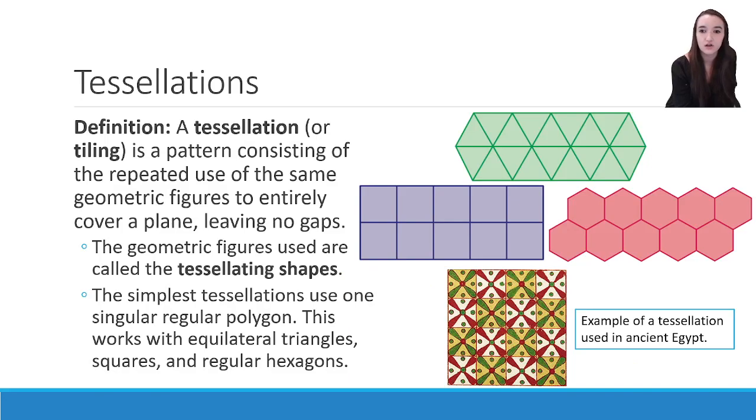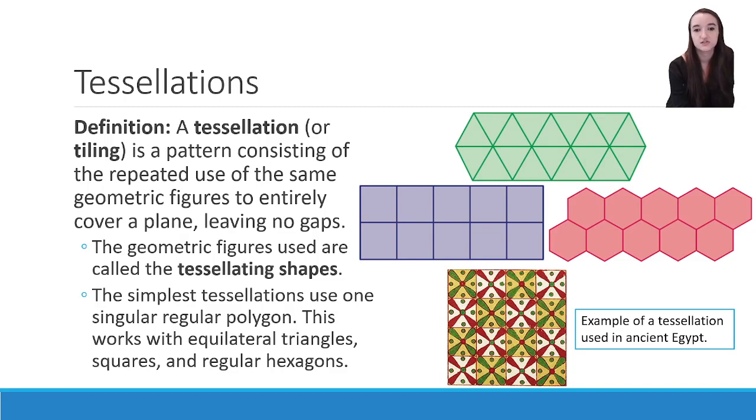So the last thing we're going to talk about is a thing called tessellations. A tessellation, or tiling, is a pattern consisting of the repeated use of the same geometric figures to entirely cover a plane, leaving no gaps. The geometric figures used are called the tessellating shapes.